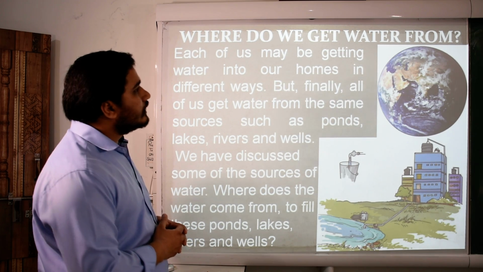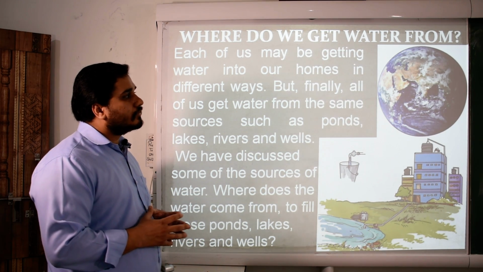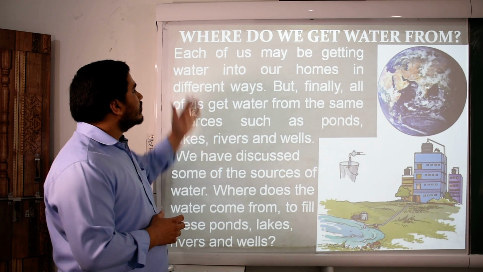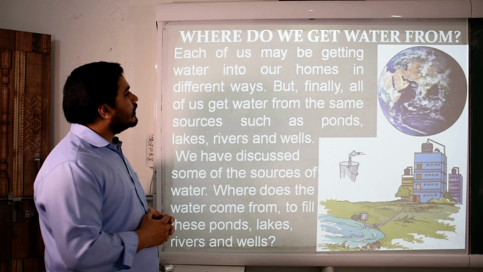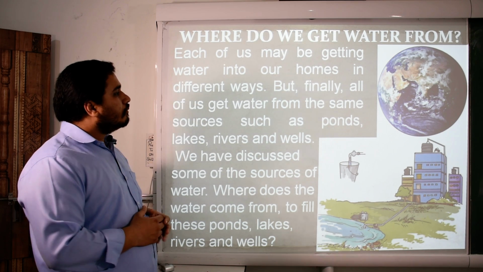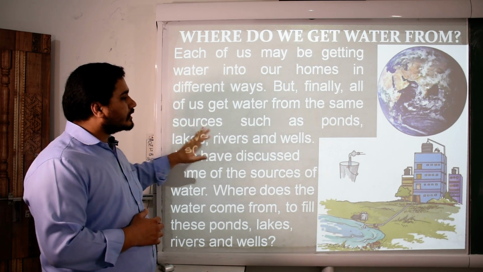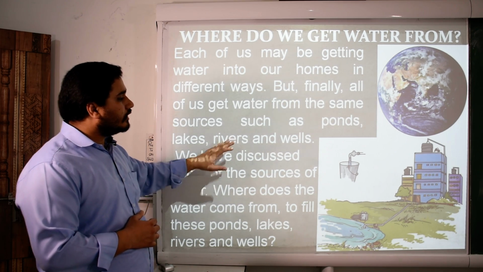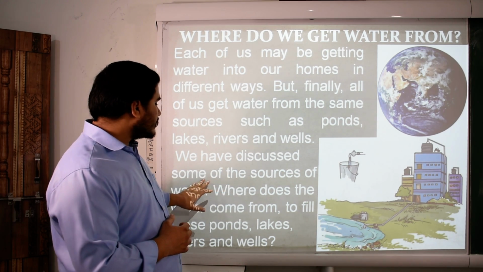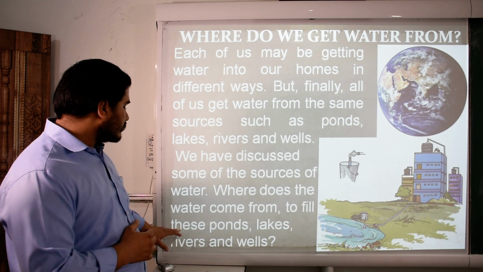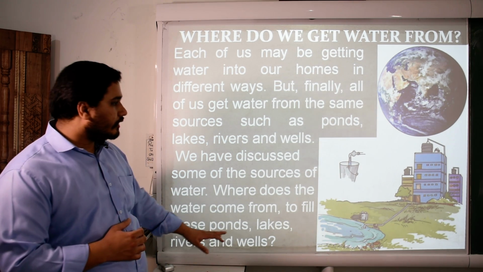So where do we get water from? If we are using this much large amount of water, then how and from where are we getting this? Each of us may be getting water into our homes in different ways, but finally all of us get water from the same sources such as ponds, lakes, rivers and wells. We have discussed some of the sources of water. Where does the water come from to these ponds, lakes, rivers and wells?